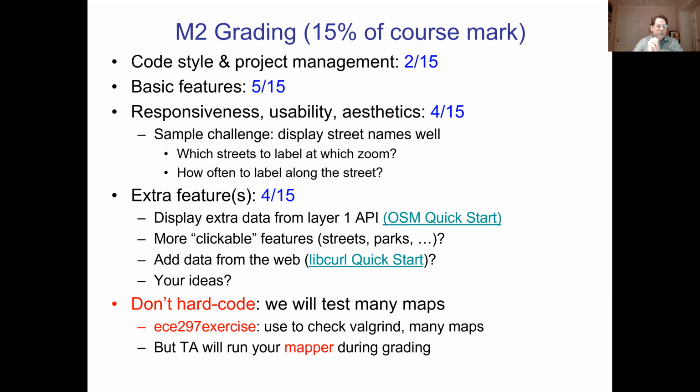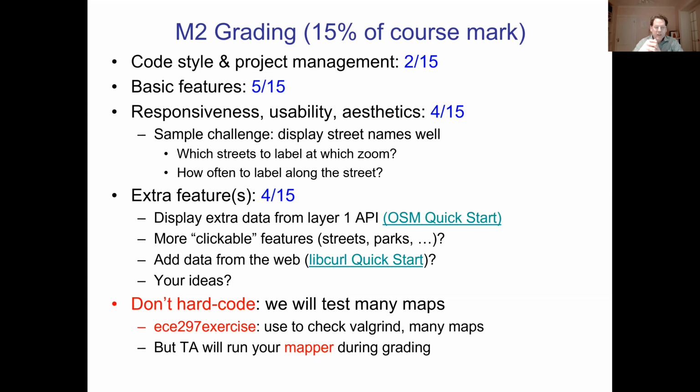A sample challenge in this would be to display street names well. We want you not just to draw the streets, but also to label them. That's actually a non-trivial problem. You have to figure out what streets you should label at what zoom. If you label every street all the time, your display is going to look like a big mess. But at the same time, if I zoom way in and I can never figure out what a certain street is when I'm trying to really figure out what's going on in a certain neighborhood, that's a problem. So there's a fair amount of thinking about what are good ways to do this and how do I code those.